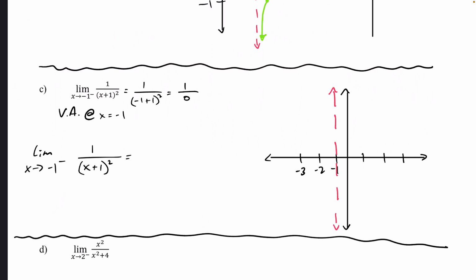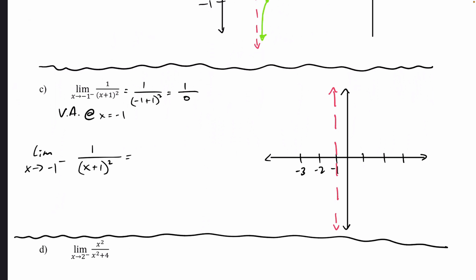Usually we care about vertical asymptotes only when it's a one-sided thing, because you can't use D and E. It's either going to be positive infinity or negative infinity. Okay, so we'll only care about the left.